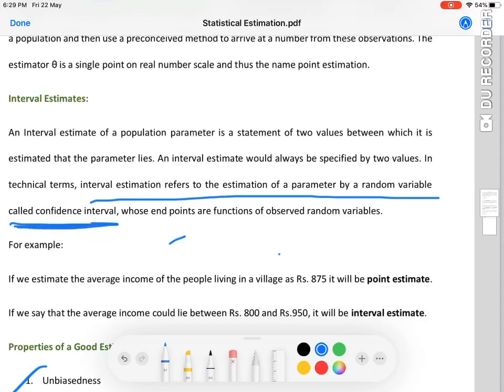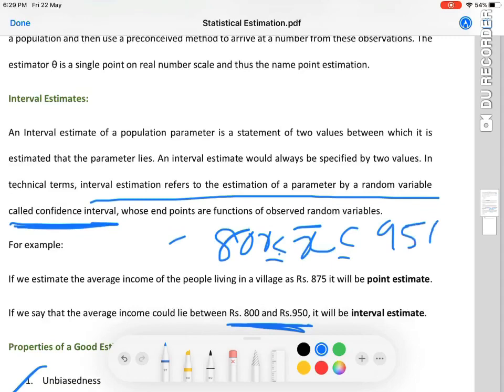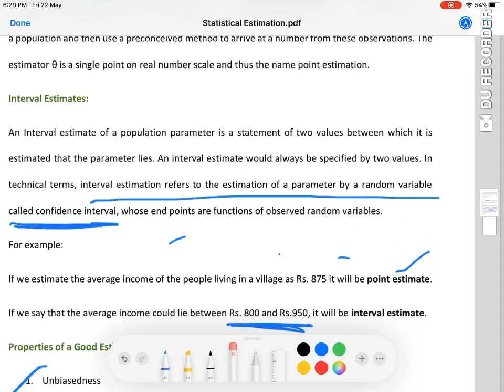Interval estimate refers to the estimation of a parameter by a random variable called a confidence interval, whose endpoints are functions of observed random variables. Now here, in this example, if the mean value lies between 800 and 950, then 800 and 950 are the endpoints of this particular interval. So this is the confidence interval they are talking about. That is the example of a confidence interval.